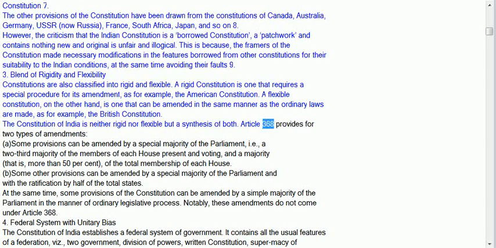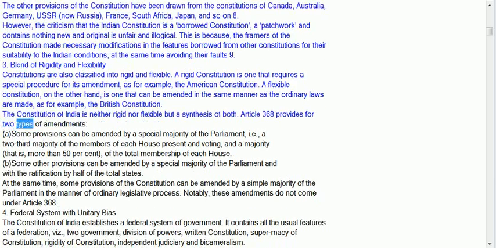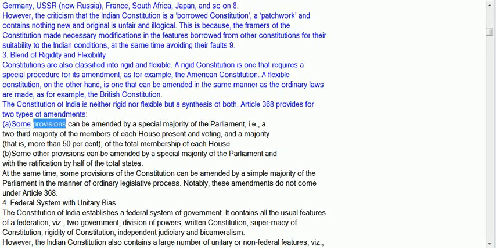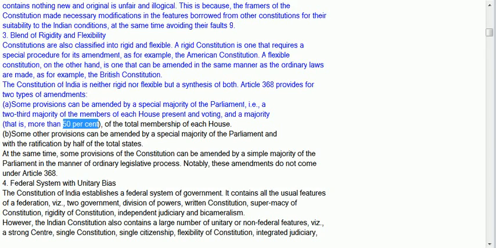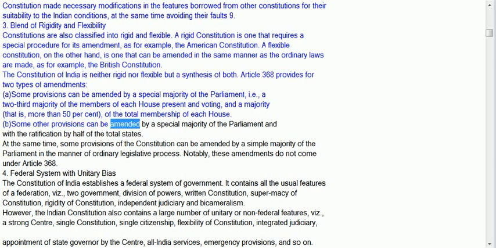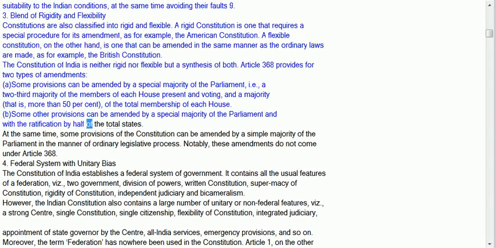Article 368 provides for 2 types of amendments. A. Some provisions can be amended by a special majority of the Parliament, i.e., a 2/3 majority of the members of each house present and voting, and a majority, that is, more than 50% of the total membership of each house. B. Some other provisions can be amended by a special majority of the Parliament and with the ratification by half of the total states.